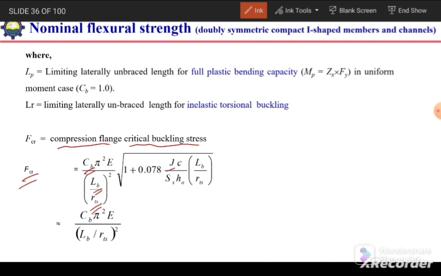J is the torsional constant, and c is a constant or factor which is different for compact sections and different for doubly symmetric or unsymmetric sections. Sx is the elastic section modulus. ho is the center to center distance between the flanges, the compression and tension flange.